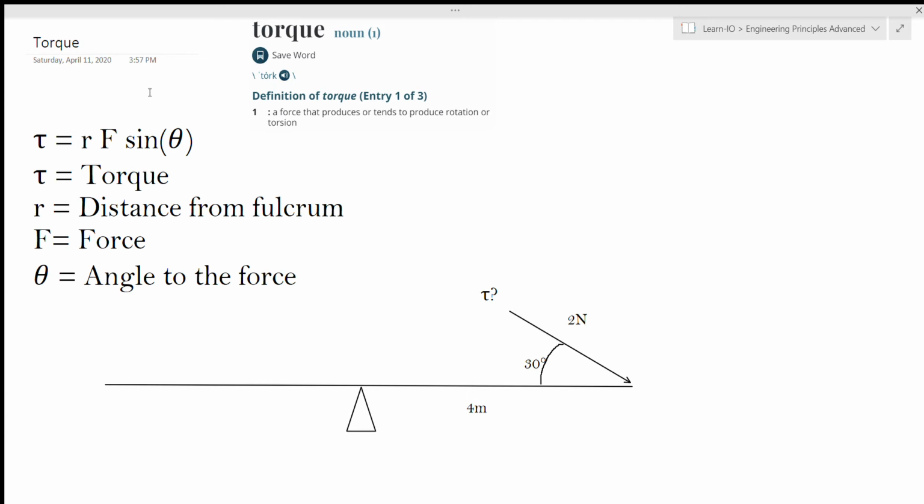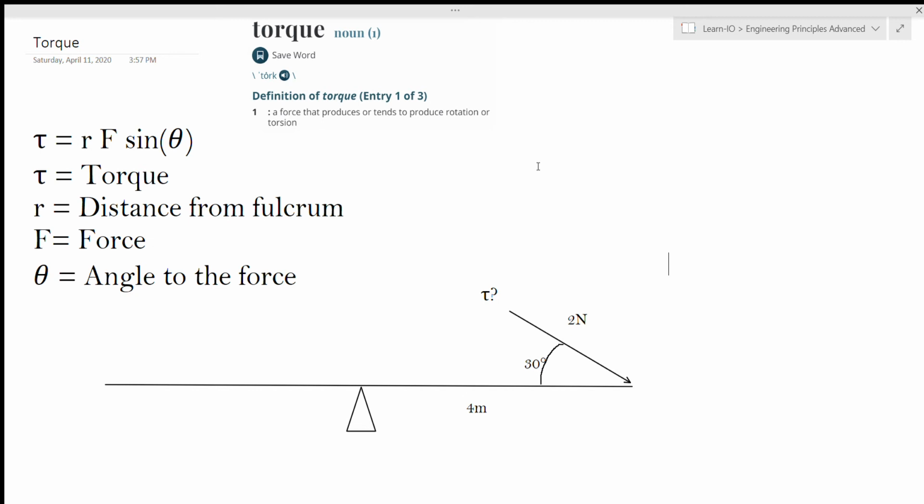So the reason why we no longer need the cross is because sine theta solves for this vertical component of the force. Basically, if you use this equation, you will be able to find what part of the force is perpendicular to the distance.